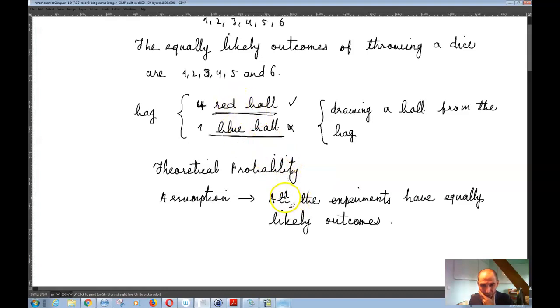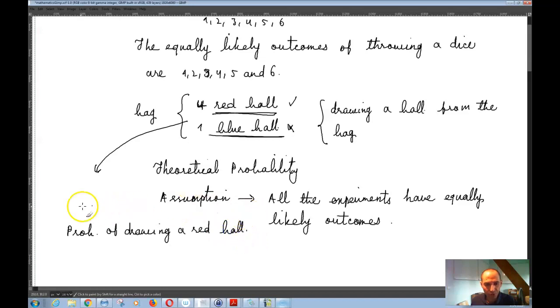Meaning that, what happens if the experiment does not have equally likely outcomes? So let's take the example of this bag over here. Suppose that you want to calculate the probability of drawing a red ball.